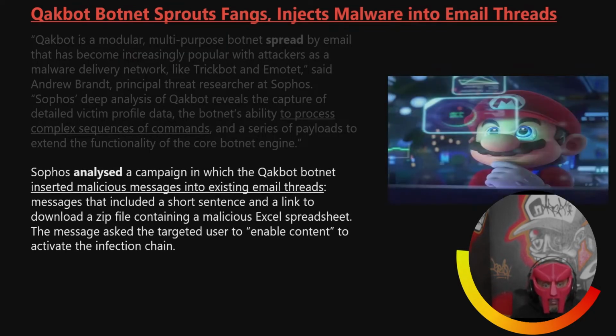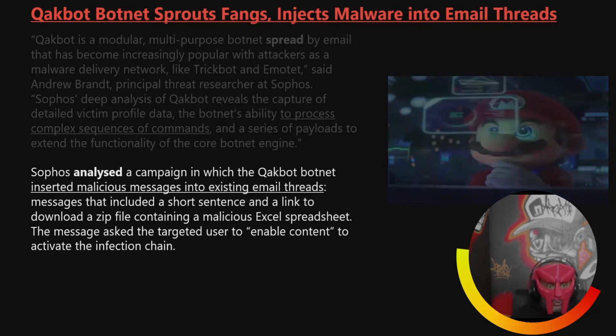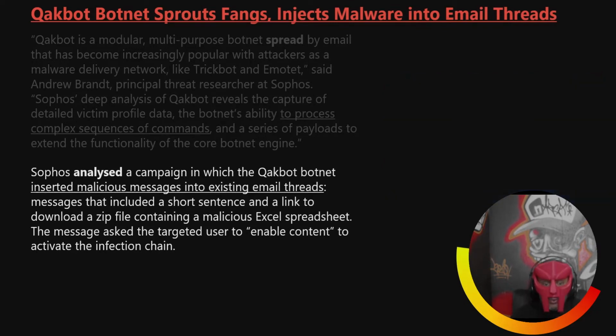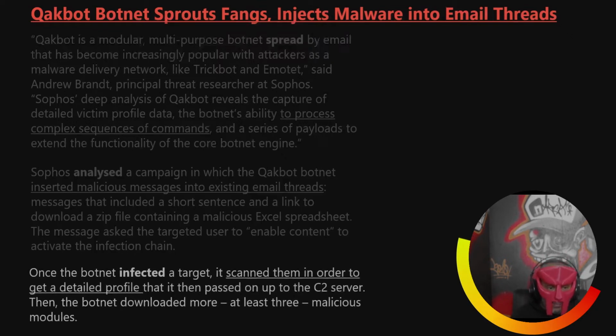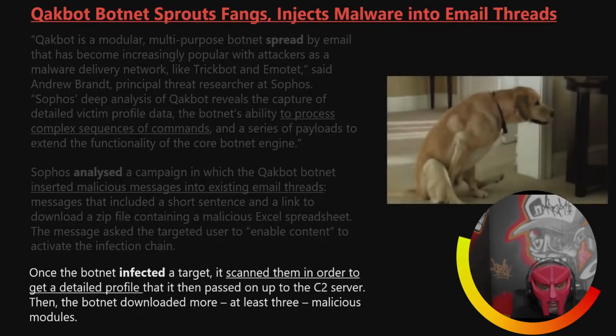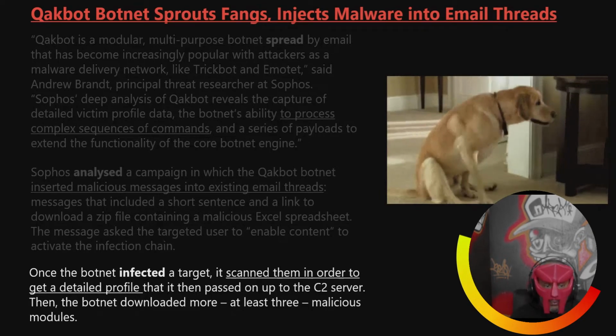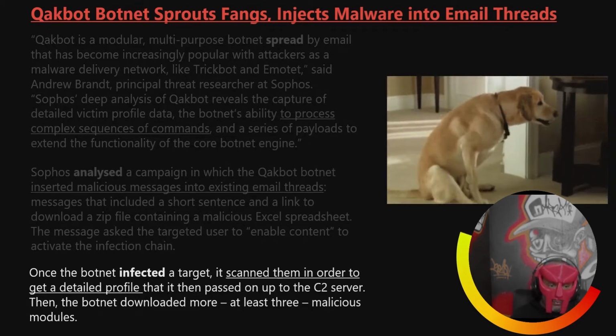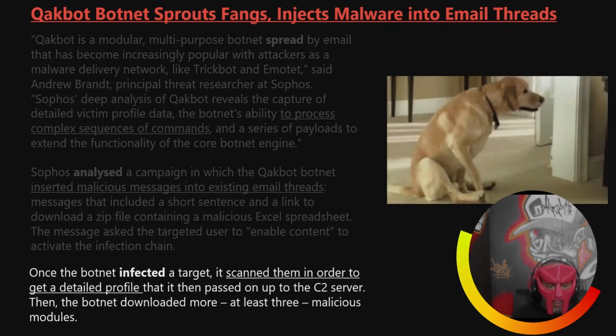Sophos analyzed a campaign in which the Qakbot botnet inserted malicious messages into existing email threads, messages that included a short sentence and a link to download a zip file containing a malicious Excel spreadsheet. The message also asked the targeted user to enable content to activate the infection chain. Once the botnet infected a target, it scanned them in order to get a detailed profile that it then passed on up to the command and control server. Then, the botnet downloaded at least 3 malicious modules.